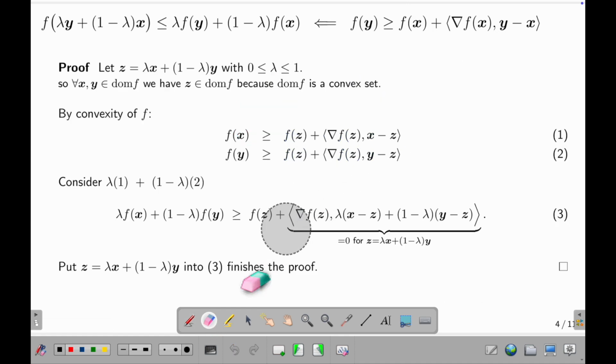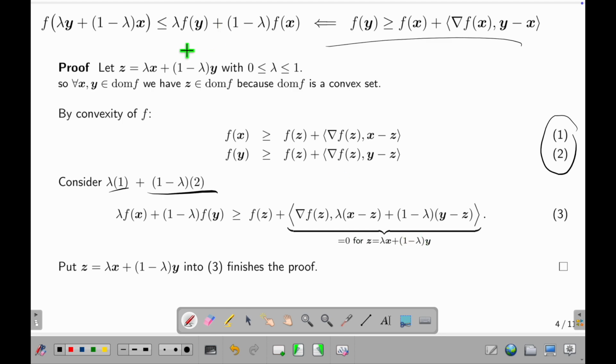What about the other direction? The other direction is now I have this. I create two of them. I add them up. By creating this, then I get this. That's it. Nothing fancy. Okay, this one is even easier.